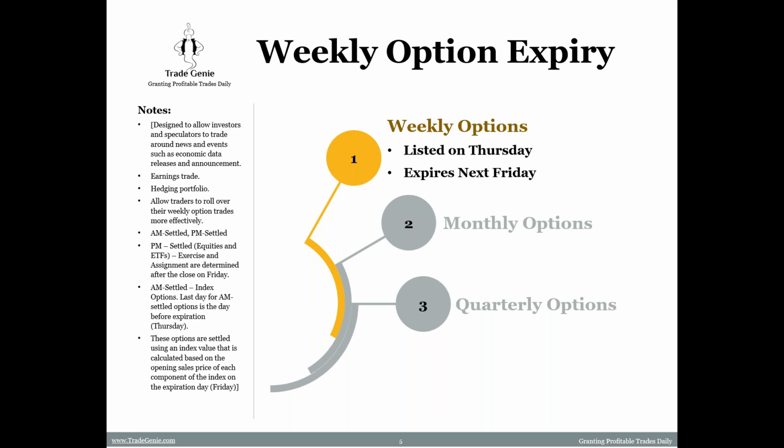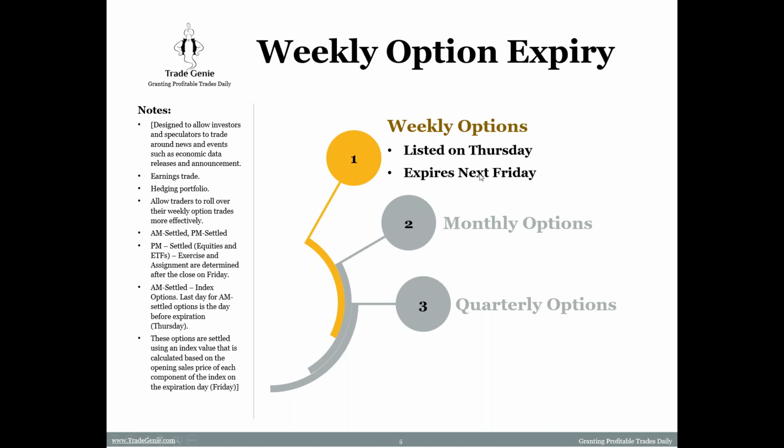The reason for opening one day earlier is so that you can roll over your trade. If you have a trade open and you'd like to keep it open for next week, then you can open your trade on Thursday and close the one expiring on Friday, the one which took the next day.